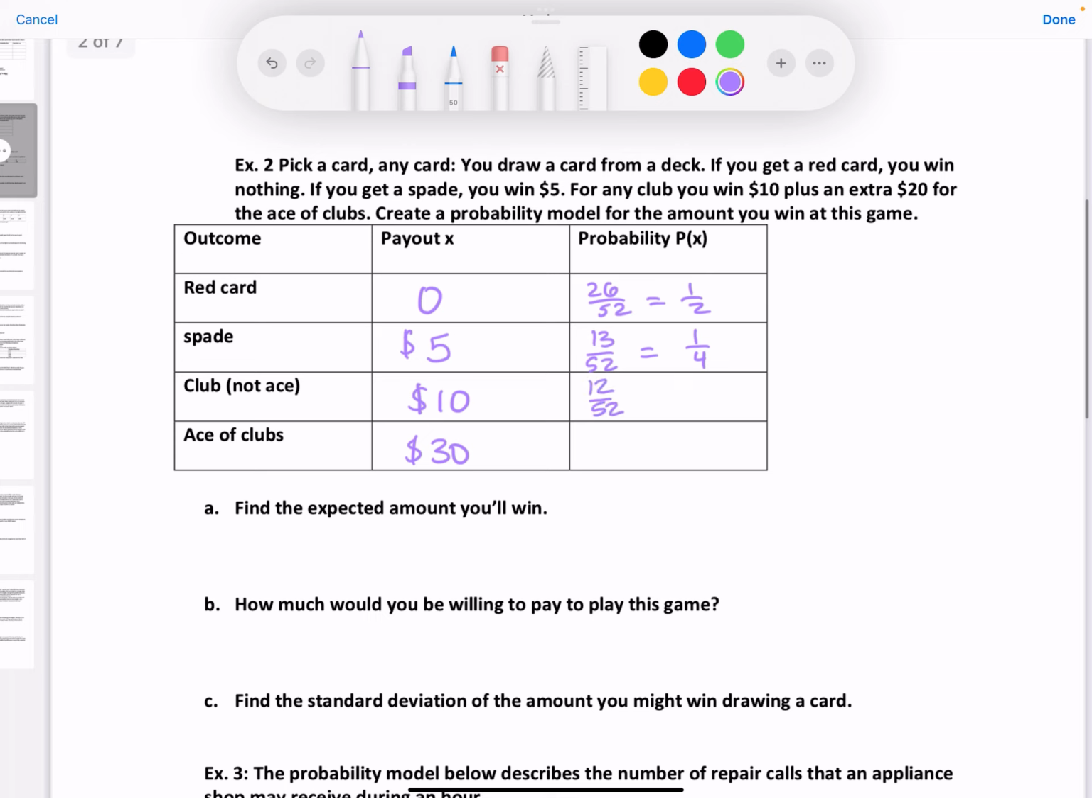So the expected amount that we win, it's just multiplying and adding together. So 0 times 1/2, which if you don't want to write the 0 terms, when you know it's just going to come out to 0, you can skip that one. Plus 5 times 1/4, plus 10 times 12 out of 52, plus 30 times 1 out of 52. And if you multiply that out, we get $4.13.